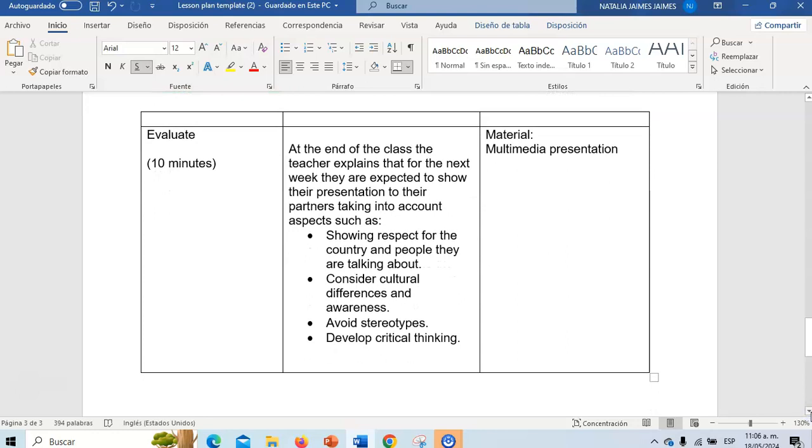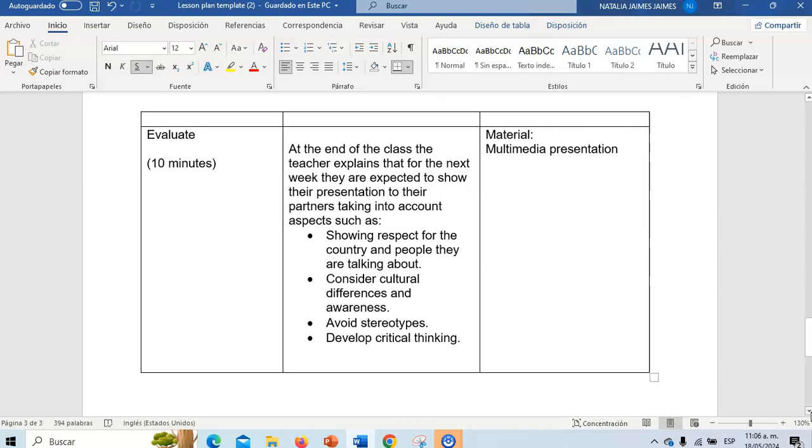At the end of the class, the teacher explains that for the next week they are expected to show their presentation to their partners, taking into account aspects such as showing respect for the country and people they are talking about, considering cultural differences and awareness, avoiding stereotypes and developing critical thinking. The material required for this part is a multimedia presentation.